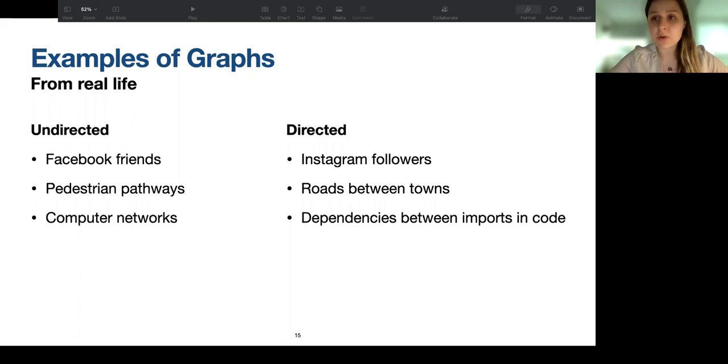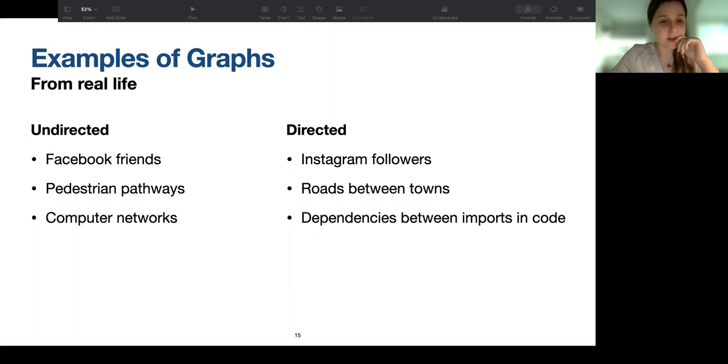Just want to chat a bit more about examples of graphs from real life and from the technology sphere as well. Probably the most popular and simplest example of an undirected graph is a graph of your Facebook friends. If you're friends with someone on Facebook, it means that you have them as friends and they have you as friends. So friendship goes 2 ways.